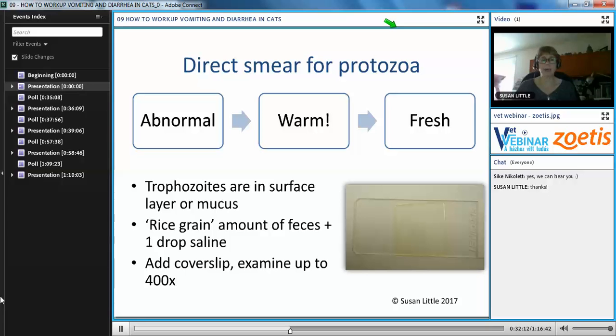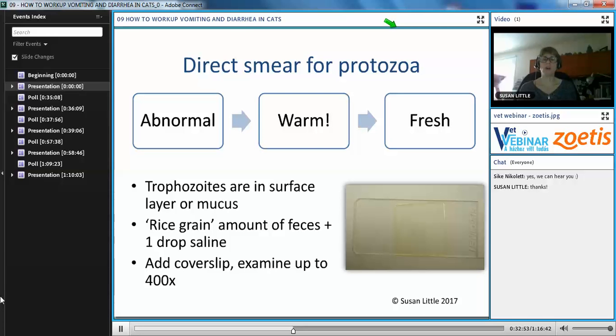And for the chronic diarrhea cases too, we always want to make sure we've done a direct smear, because using centrifugation techniques are not the best way to find the protozoa like Giardia and Tritrichomonas. So the quickest in-clinic approach for that is to do a direct smear. So you always want to do it with abnormal feces. So if today is a day that the cat happens to have a normal stool, that's not the day to do this test. And you want a fresh, warm sample, because you're going to rely on seeing living trophozoites. And if the sample gets cold or it's not fresh, you won't see living trophozoites.